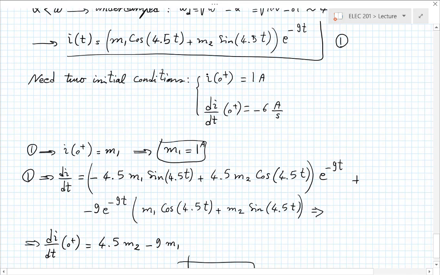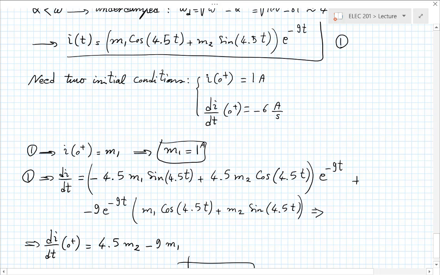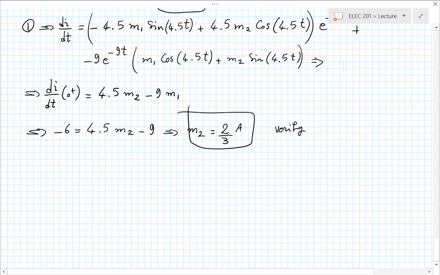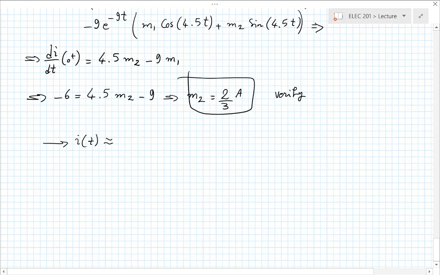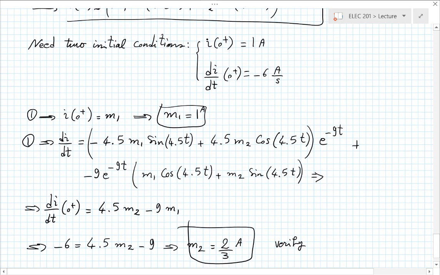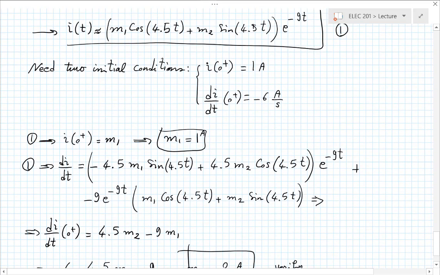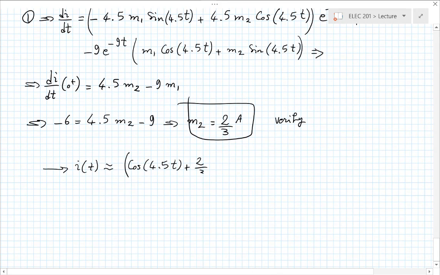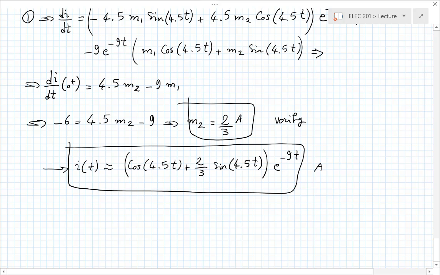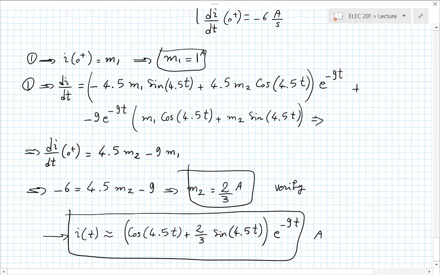So then my complete solution will be just putting these in. m1 is 1, and I'll put approximate because that 4.5 was approximate. So I of t is approximately cosine of 4.5 t plus 2/3 sine of 4.5 t, times e to the minus 9t. And this is in amps. Don't forget the units. And if you plot this, you will see that it has a behavior that's oscillating with this angular frequency of approximately 4.5, but with a time constant of 1 over 9, right? So it's approximately 1/10 of a second. Okay?